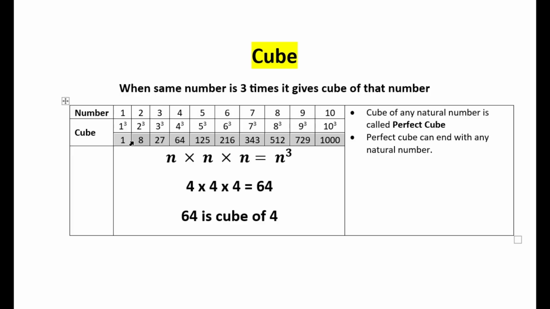What it means is if any number is lying in between 1 and 8, so 2, 3, 4, 5, 6, 7, similarly 9, 10, 11, 12, any number lying between these perfect cubes is not a perfect cube. And the perfect cube can end with any number at the end.